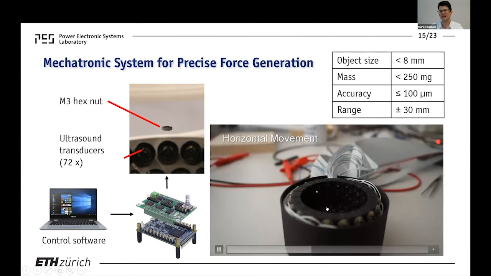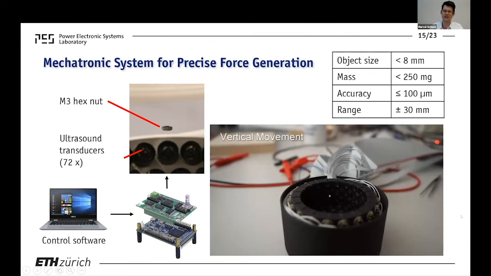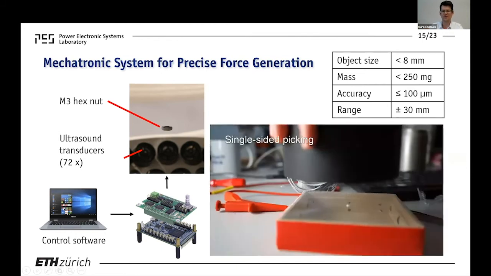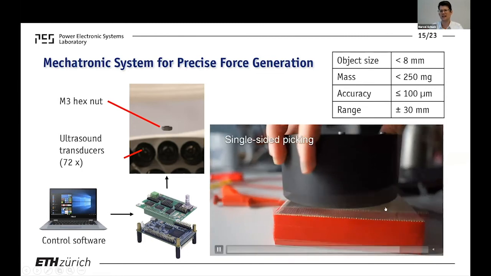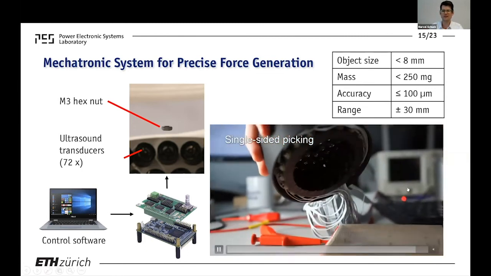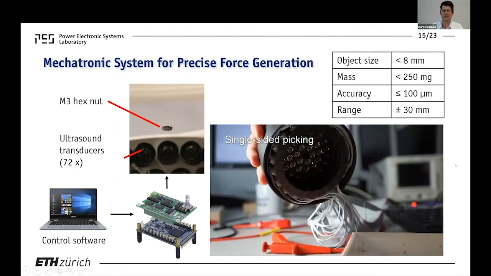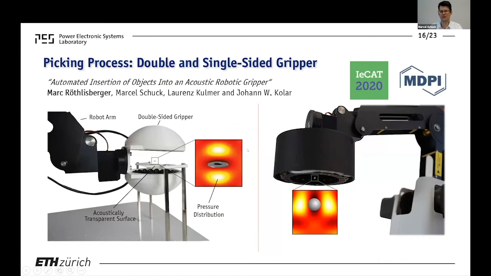But then we can also manipulate the acoustic field by changing the excitation of the transducers, and thereby moving the suspended component, as you can see here in the middle. A part being moved without any mechanical movement. And then here the single-sided picking, again, from an acoustically transparent surface. But in the next slides, I will show you how it's possible also to do this from acoustically reflective surfaces. And this is just a quick reminder and hint to our paper, Automated Insertion of Objects into an Acoustic Robotic Gripper, here at this conference. So if you have a few minutes afterwards, please feel free to look at the paper.